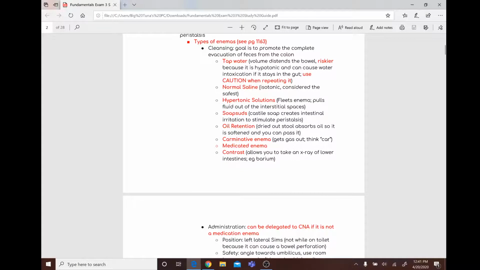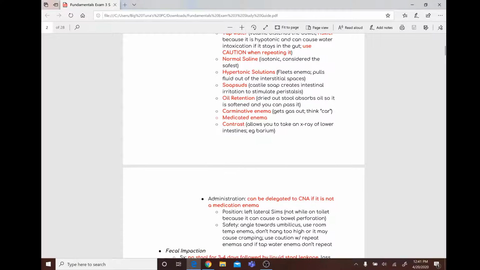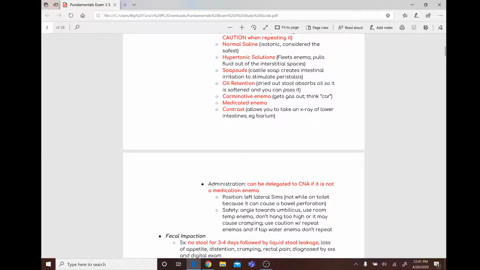What is a soap suds enema? Castile soap creates intestinal irritation to stimulate peristalsis. What is an oil retention enema? Dried out stool absorbs oil so it's soft and you can pass it. What is a carminative enema? Gets gas out, think car. Medicated enema is the one that we know about.